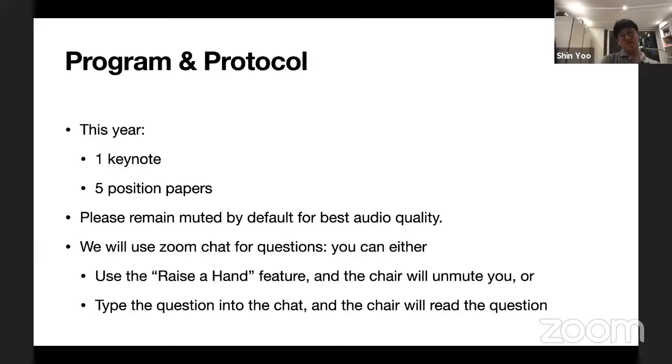You can either use the raise a hand feature. If you look at the chat window, then you can virtually raise your hand. And if you raise a hand, then I'm going to monitor the chat window and then I'll try to unmute you so that you can speak yourself. Or if you prefer, type the question into the chat. Again, I'm going to be monitoring that window and then I'll try to read the question at the appropriate timing.